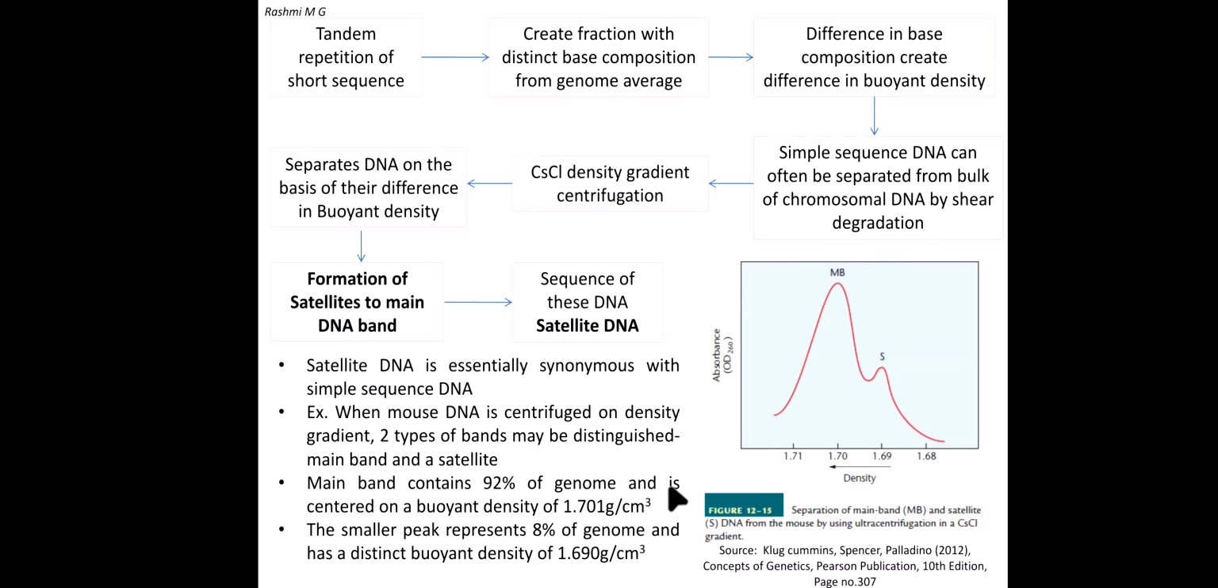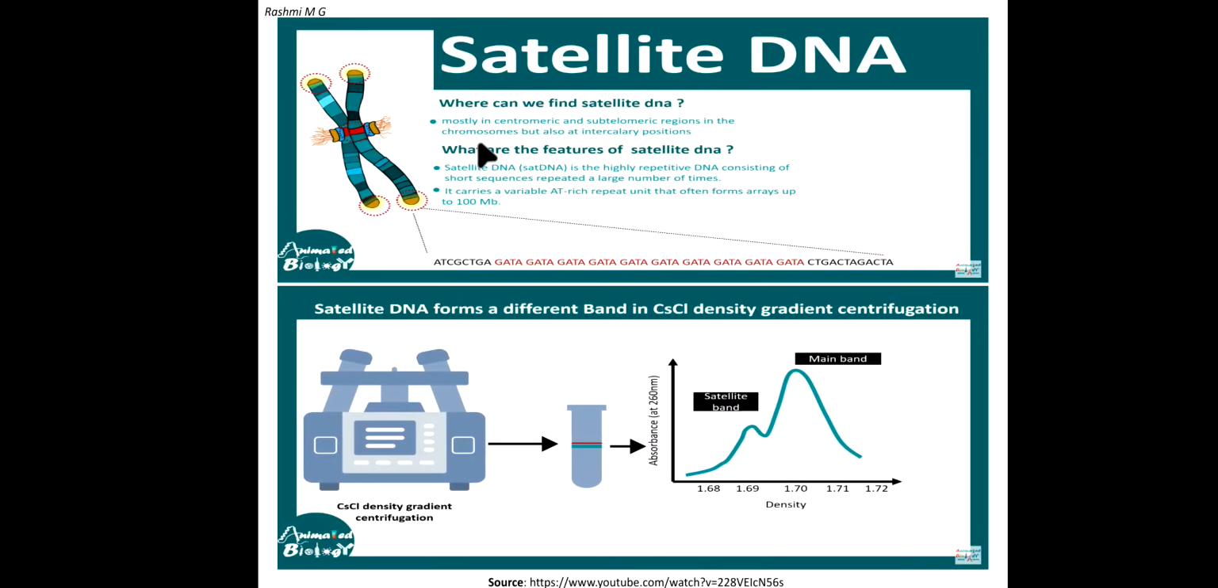So the simple sequence DNA, when we perform cesium chloride density gradient centrifugation, separates into the main band and the satellite based on the differences in their buoyant density. So this is the satellite DNA. Where can we find this satellite DNA? They are mostly in centromeric and subtelomeric regions in the chromosomes, but also in intercalary portions.